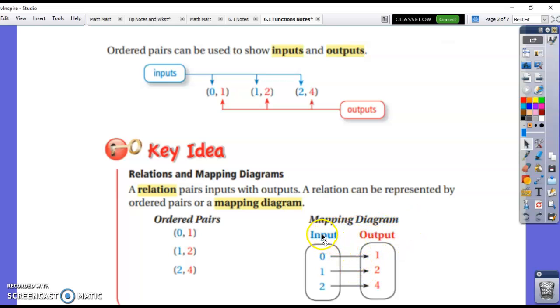So the mapping diagram is you have a column of inputs and a column of outputs, and then you write your inputs and your outputs, and then you put the arrow to where they go. And you're going to see that sometimes they may cross, maybe not. This one just happens to go straight across. So 0 goes to 1, so that would be 0, 1. 1 goes to 2, 1, 2, and 2 goes to 4, 2, 4.